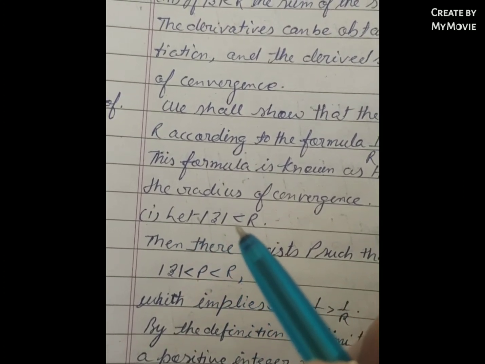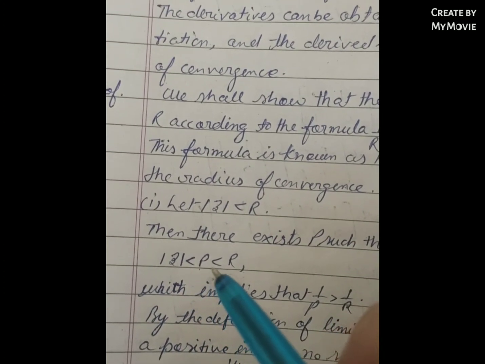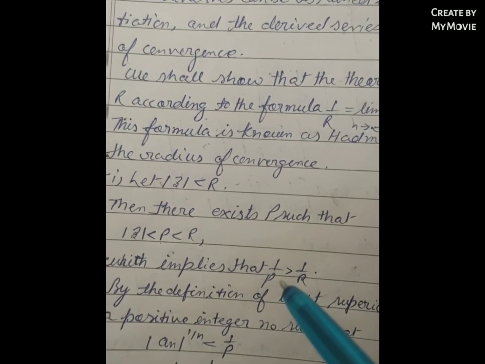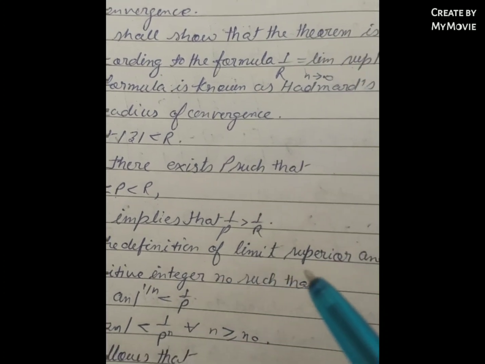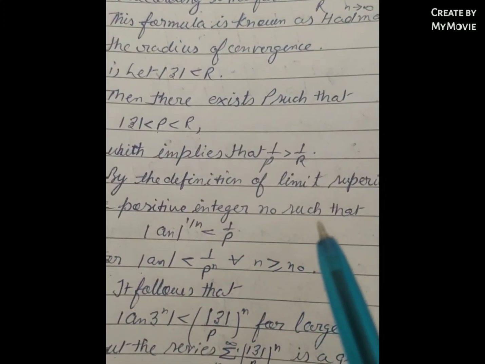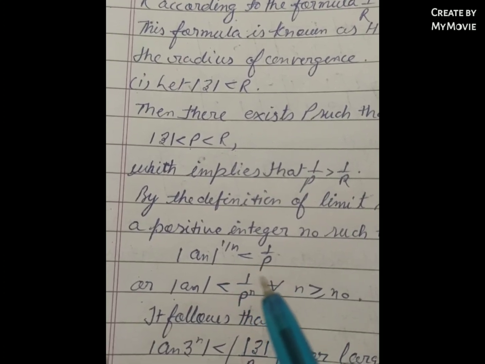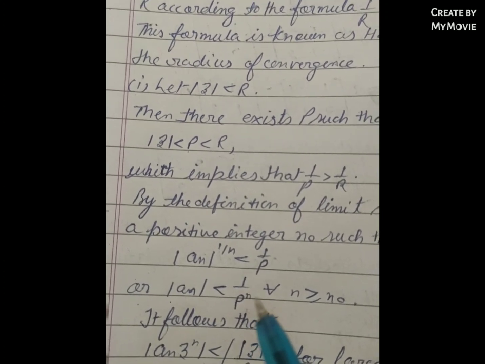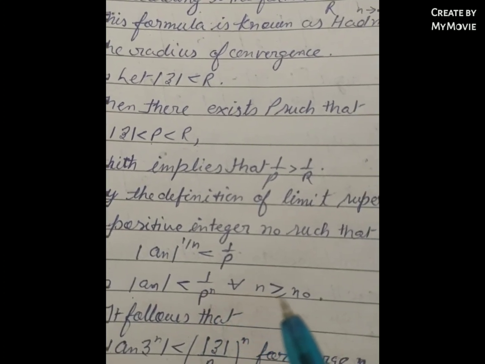Now first case, modulus of z is less than r. Now there exists a rho such that modulus of z is less than rho is less than r, which implies that 1 upon rho is greater than 1 upon r, by the definition of the limit superior. There exists a positive integer n0 such that modulus of a n raised to power 1 upon n is less than 1 upon rho, or modulus of a n is less than 1 upon rho raised to power n, for all values of n greater than or equal to n0.